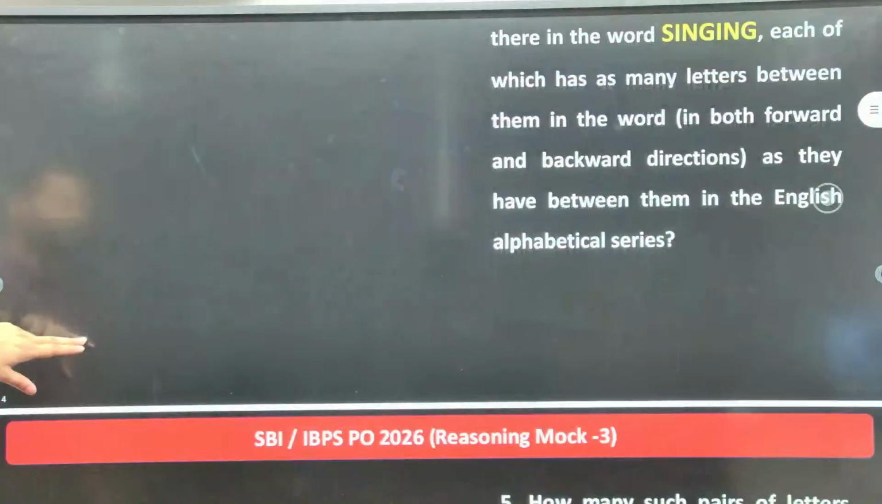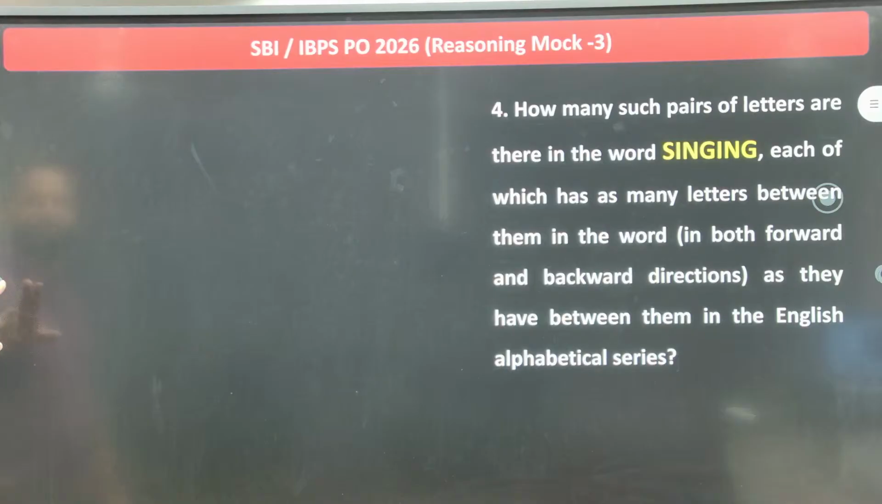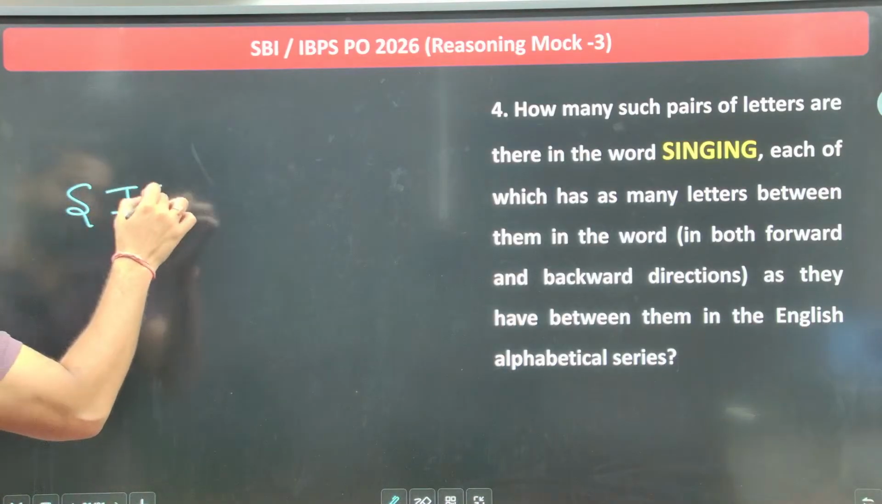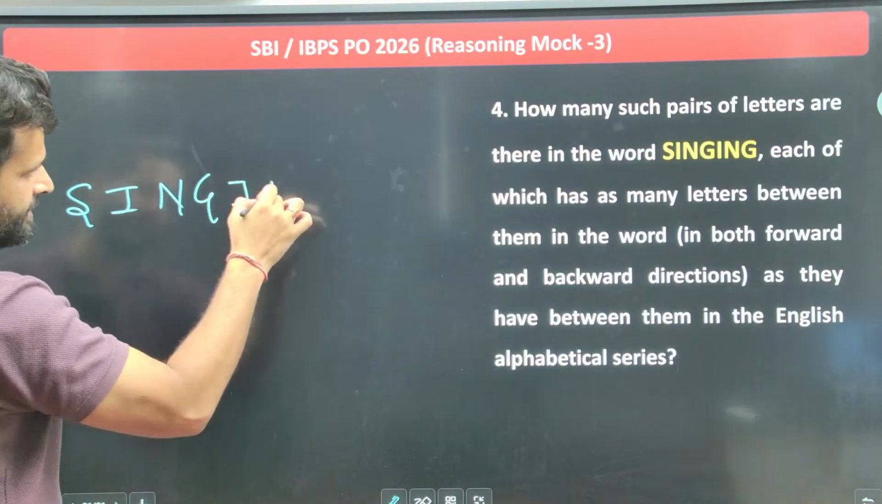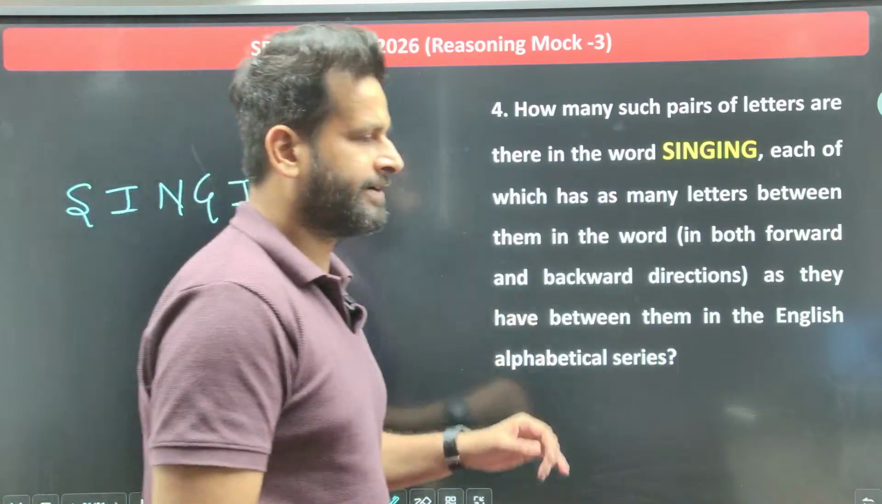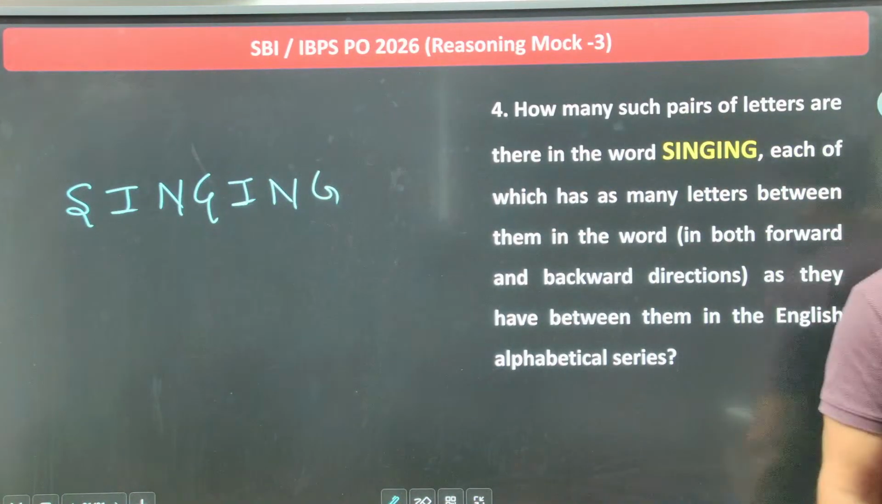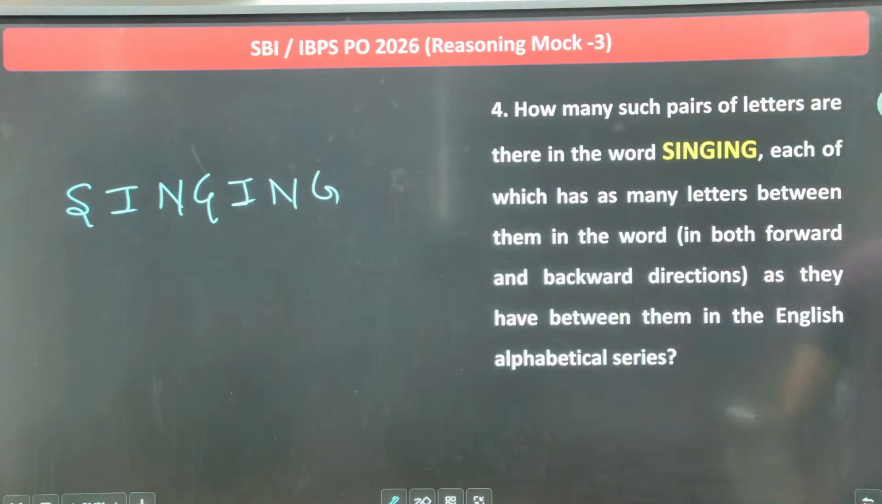Next, question number 4. Same question, different word. The word given to you is singing. Give it a try. S-I-N-G-I-N-G. Same question, different word, both in forward and in backward direction. Those of you who are in this session, give it a try. Wherever possible, do share the link of this class as well.